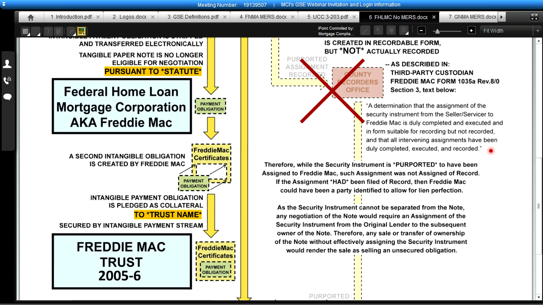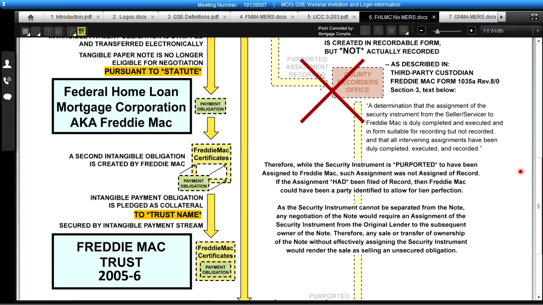Therefore, while the security instrument is purported to have been assigned to Freddie Mac, again, purported, such assignment was not assigned of record. If the assignment had been filed of record, then Freddie Mac could have been a party identified to file for lien perfection.